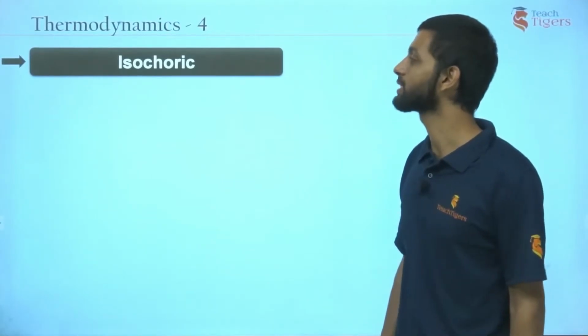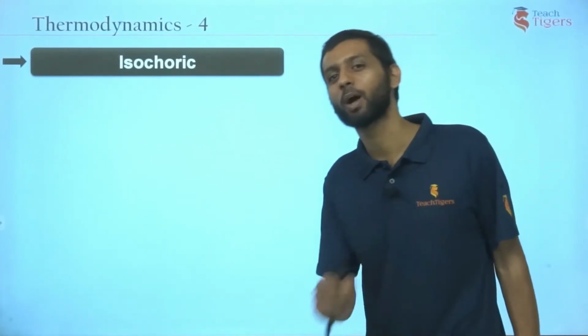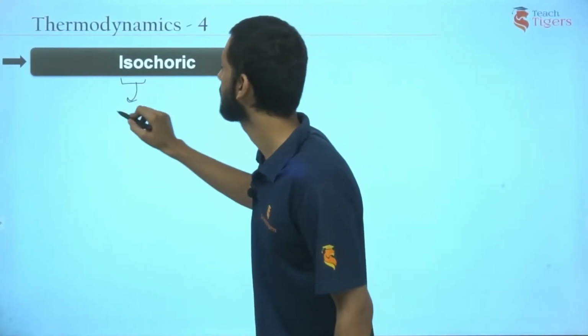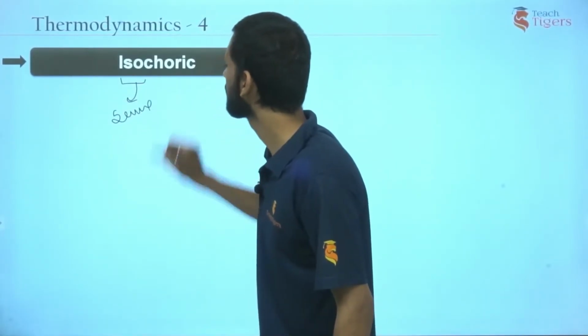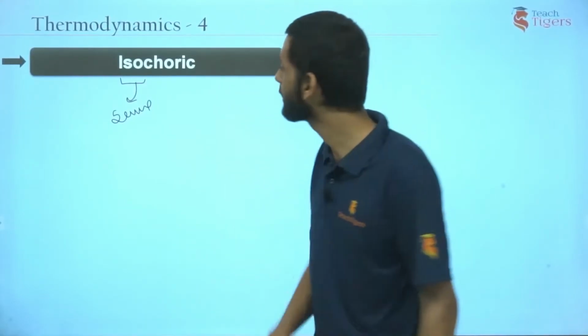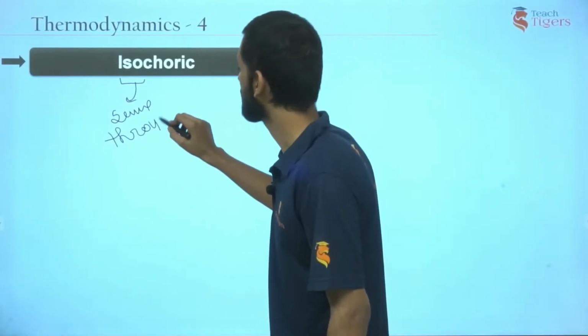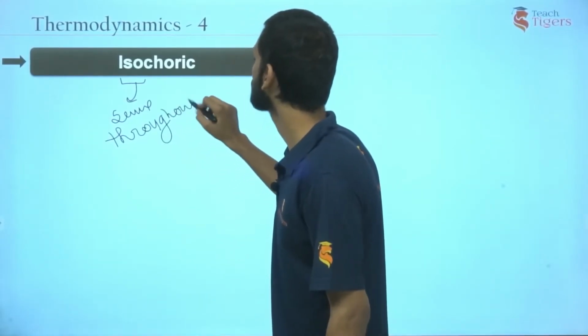The first type of process that we are going to discuss is isochoric. First of all, you need to remember that the term iso means same. Not only does it mean same, it means same throughout.